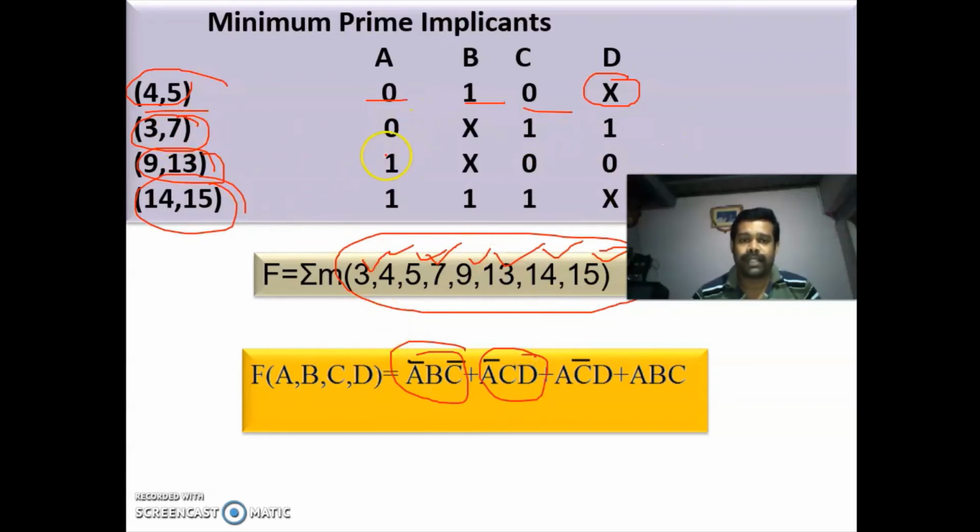Then the next one, A bar, C, D we have taken. A, C bar, D bar. Then A, B, C. So this is the expression we will be getting.